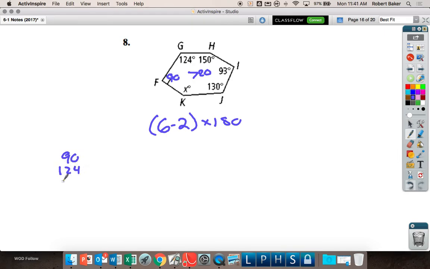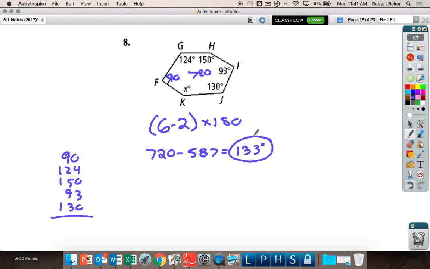And your calculator's broken or what? 133. What is it? I got 133 degrees. When you add all these together, oh yes, I got 587. Okay. So if I do 720 minus 587, 133 degrees. Does that answer seem to be correct? Is it an obtuse angle?